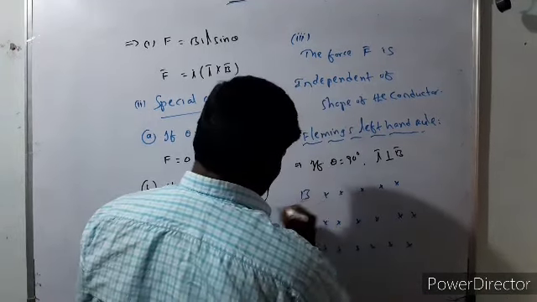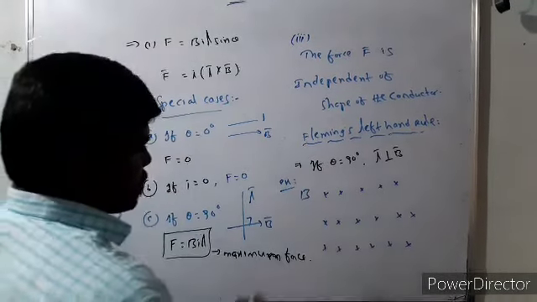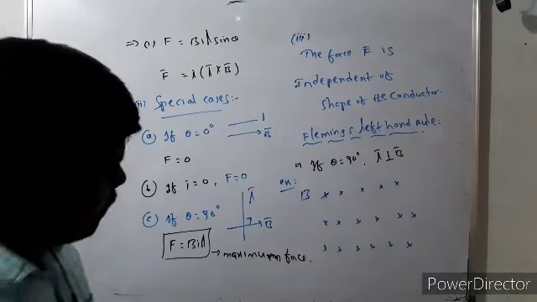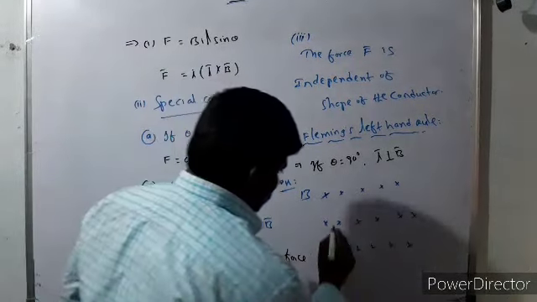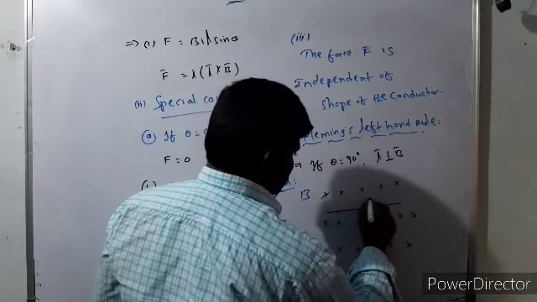Consider there is a magnetic field. What is the direction of the magnetic field? Perpendicular to the plane of the board. Now I am considering a conductor carrying current I amperes.